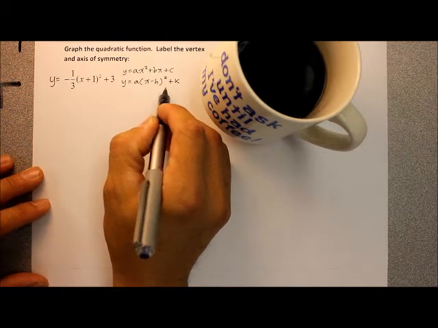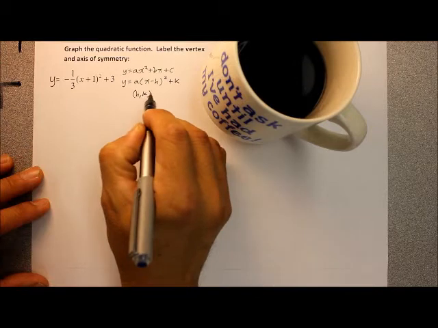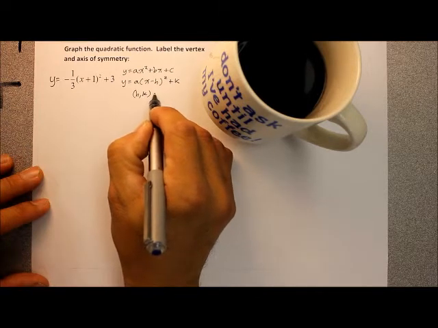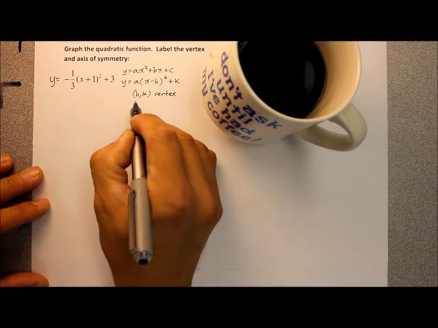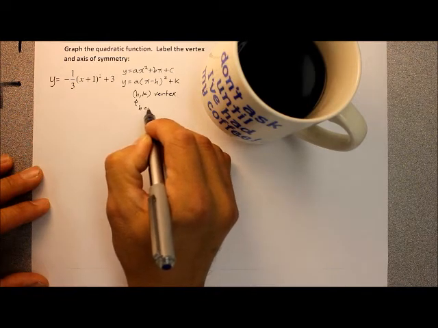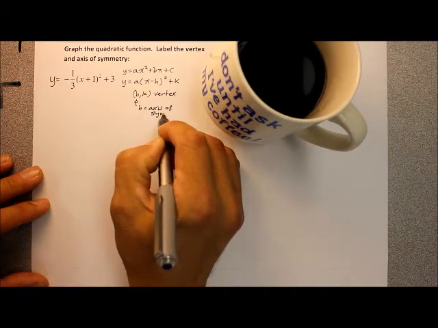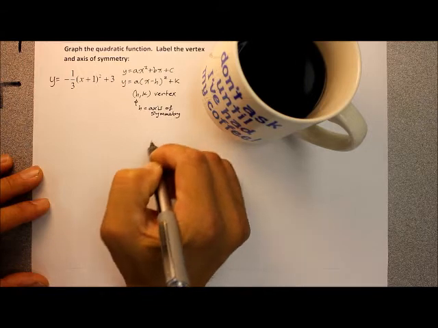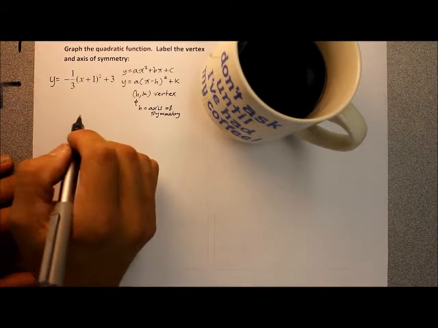Now, there's something about these. The h and the k are the coordinates of the vertex. The first value, h, is also the axis of symmetry. So that being said, there are some things we need to identify.